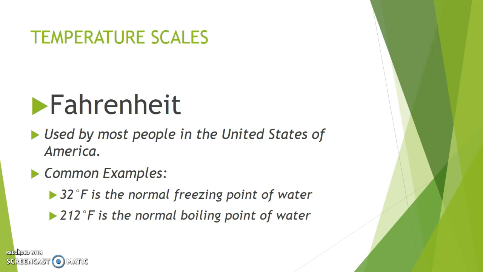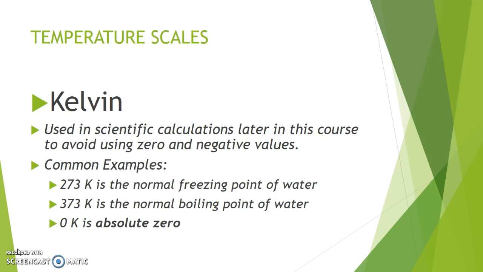The Fahrenheit temperature scale is probably the one you're most familiar with. It's the one used by most of the people in the United States of America. It's the one that you see on the bank thermometers as well as on TV and so forth. The common temperatures for Fahrenheit would be 32 degrees Fahrenheit, the normal freezing point of water, and 212, the normal boiling point of water. Both of those are at 1 atmosphere. Later on, you'll see that when you change the pressure, you end up changing the freezing and boiling point in different situations.